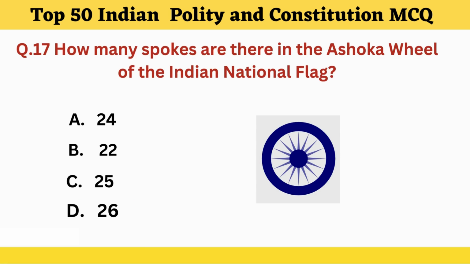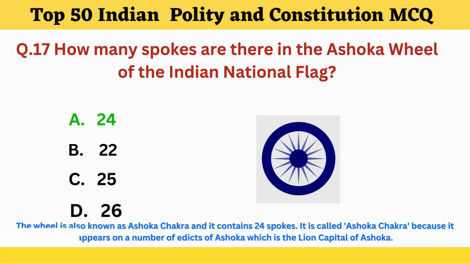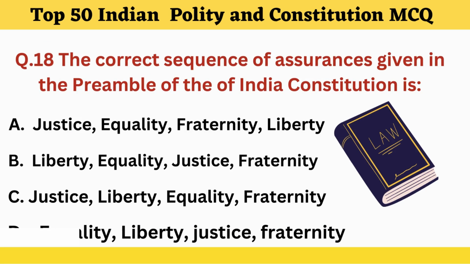How many spokes are there in the Ashoka wheel of the Indian national flag? The correct answer is option A, 24. The correct sequence of assurances given in the preamble of the Indian Constitution is. The correct answer is option C, justice, liberty, equality and fraternity.